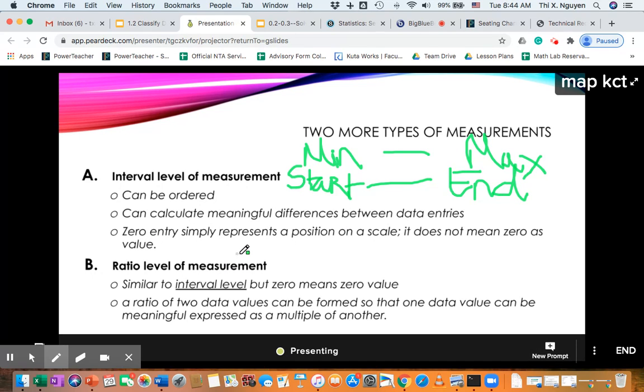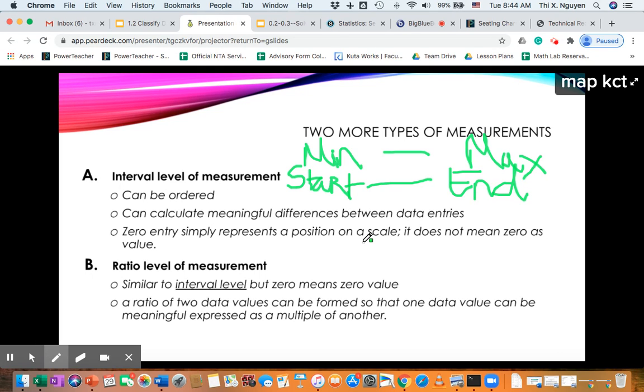For the 0, it simply represents a position. Think about sometimes in the winter, we can have negative degrees, right? It goes from -10 to a high of 5. We have the 0 in between, but the 0 is just a position. It doesn't really tell you much, okay?